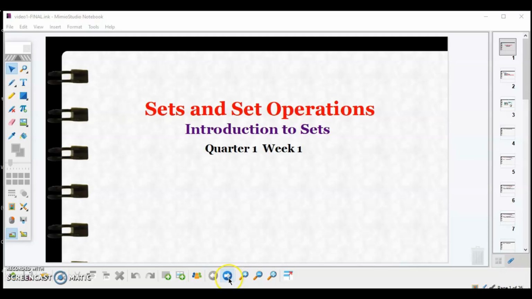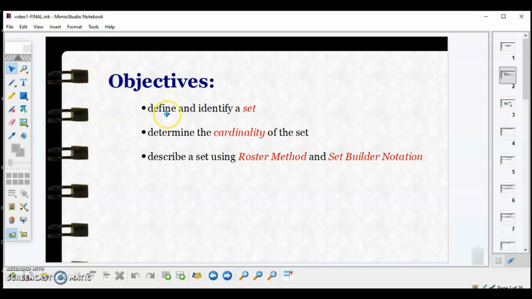Before we have the lesson, we should be guided by the objectives that we're going to achieve at the end of watching this video lesson. First, you should be able to define and then identify a set. Next, you should be able to determine the cardinality of the set. And last, you should be able to describe a set using roster method and set builder notation.